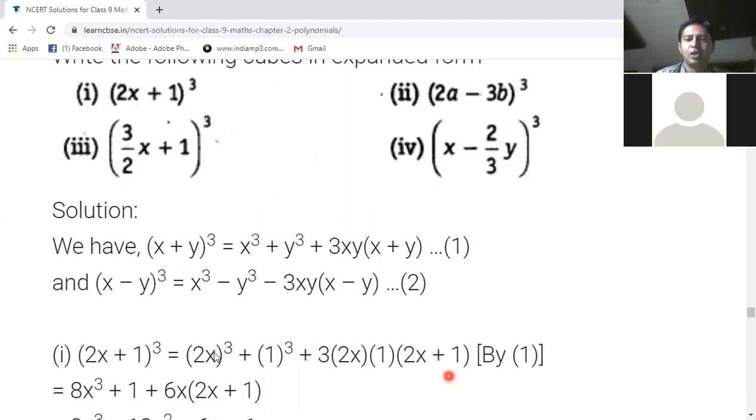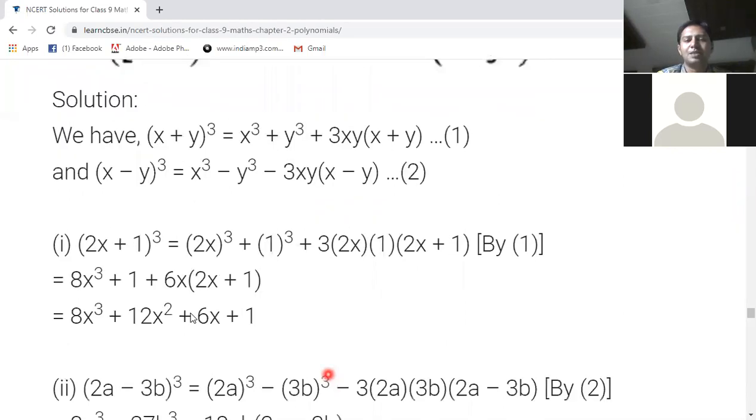Now 2x cube is 8x cube, 1 cube is 1, 3 into 2 is 6x, times 2x plus 1 inside the bracket. While multiplying this 6x inside the bracket, 6 twos are 12x square and 6x into 1 is 6x. This 1 as it is and 8x cube as it is. We rearrange the terms in the powers of x, that is cubic power, then square, then x, and then constant.